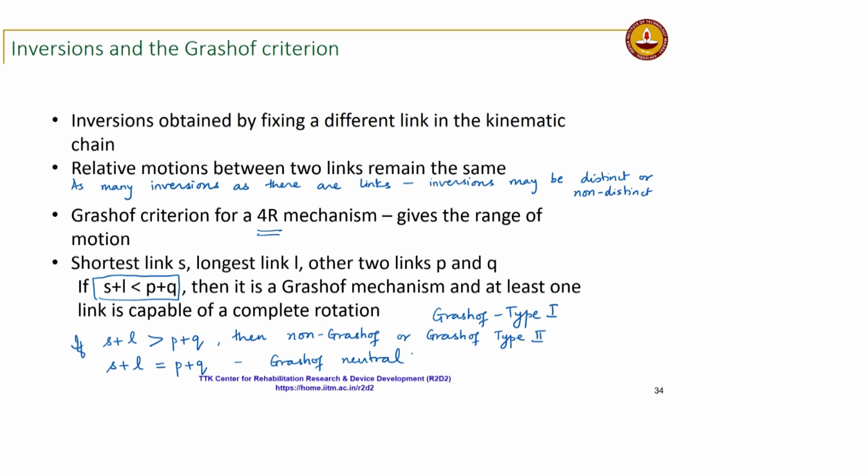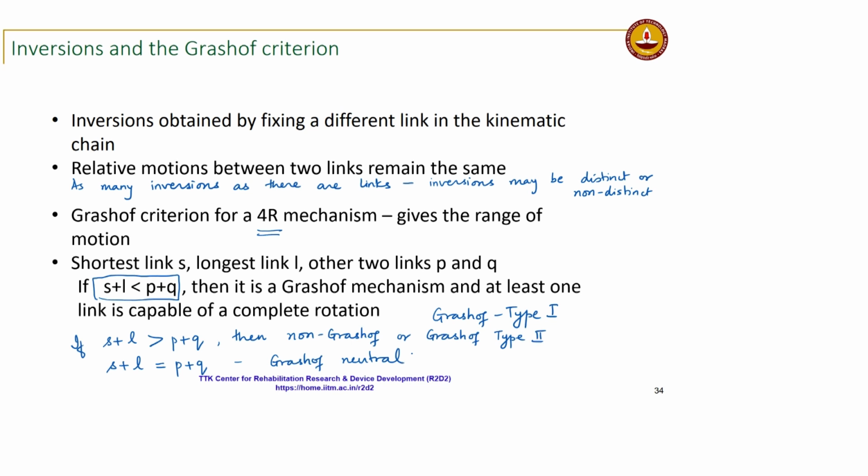Mechanism, Grashof neutral linkage. And for this you only need the link lengths, you do not even have to put the mechanism together. The Grashof criterion tells you that with a certain set of link lengths, you can predict whether any of the links in the mechanism is capable of making a complete rotation. And then depending on which inversion you are looking at, the nature of motion of the links will change. Okay.